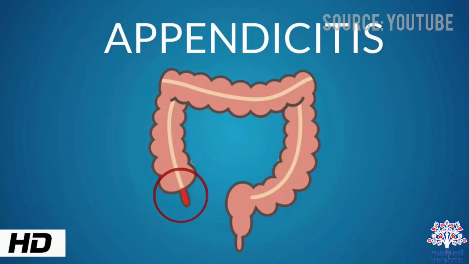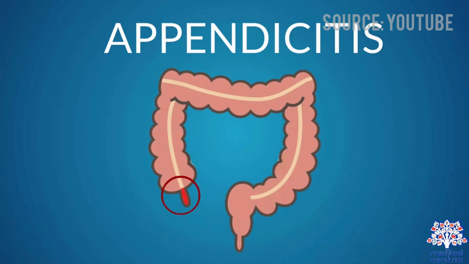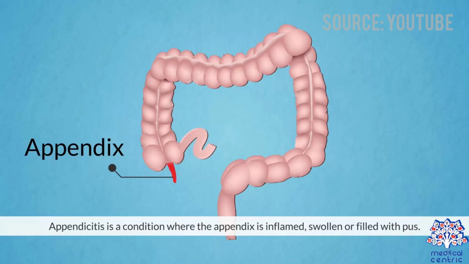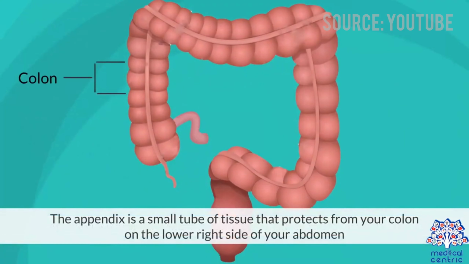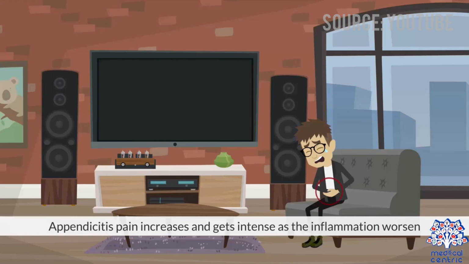Today's topic is appendicitis. Appendicitis is a condition where the appendix is inflamed, swollen, or filled with pus. The appendix is a small tube of tissue that projects from your colon on the lower right side of your abdomen. Appendicitis pain increases and gets intense as the inflammation worsens.